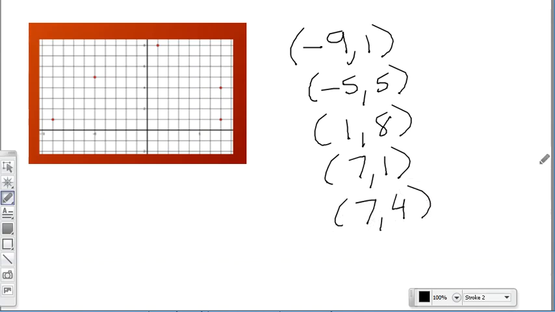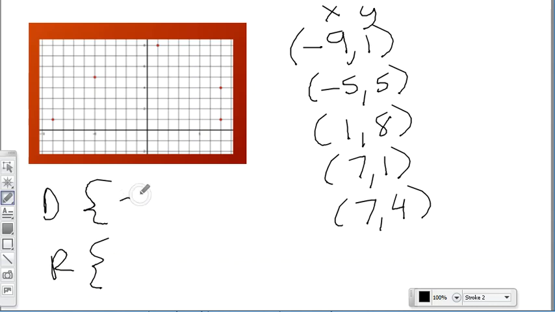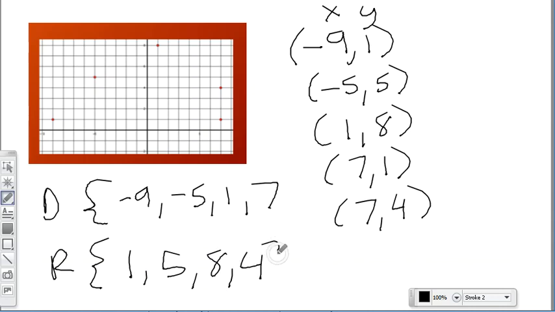Okay, so now that we have our ordered pairs listed, if we want to find the set of the domain and the range, we would have -9, -5, 1, and 7, and we would have 1, 5, 8, and 4. Okay, so those are some different ways of representing relations, and then I just showed you how to find the domain and range of each of those relations.